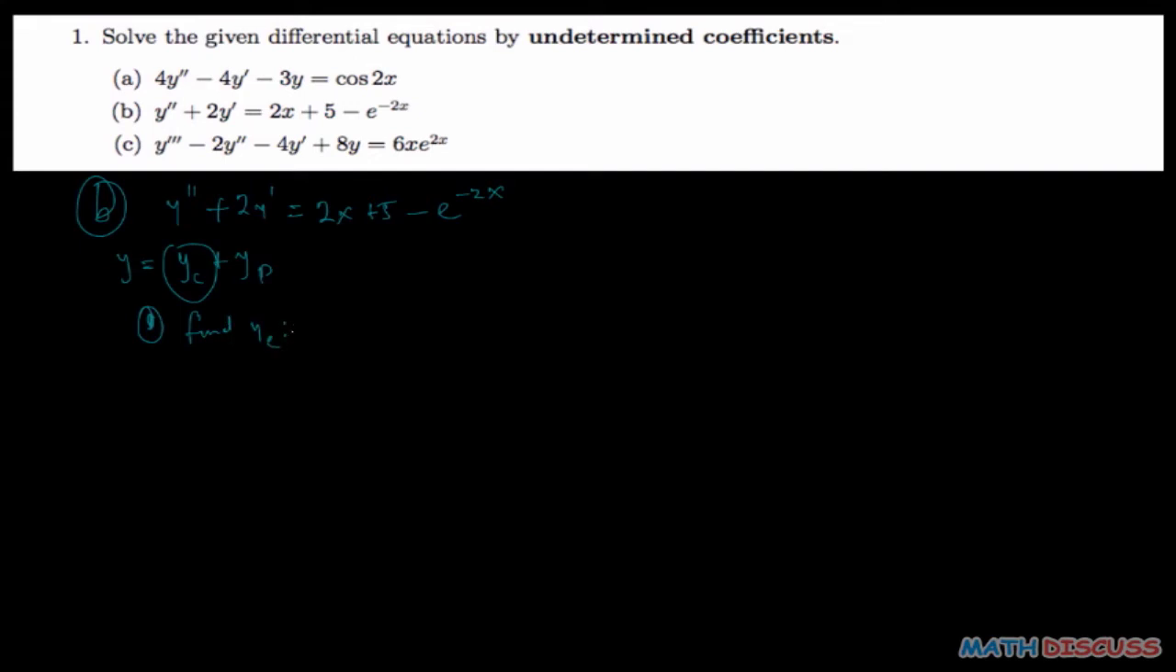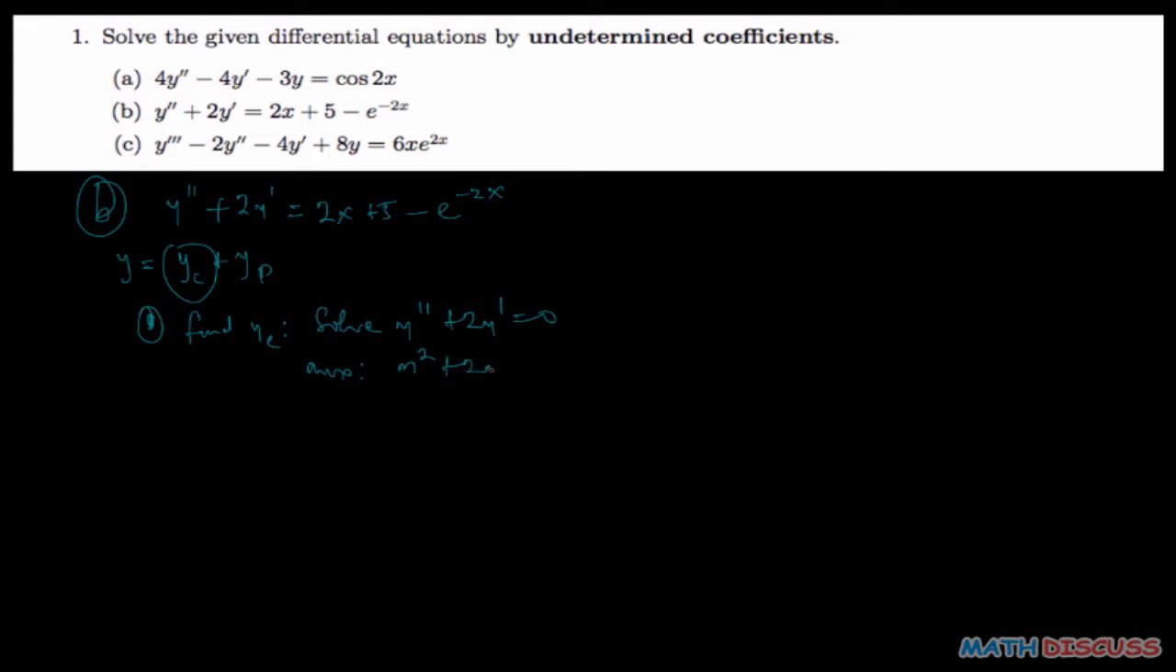To find yc simply implies solving the associated homogeneous differential equation of the non-homogeneous differential equation. The associated equation is when the right hand side is 0. So we want to solve y'' + 2y' = 0. To solve this, the first step is to find the auxiliary equation. For the auxiliary equation, we represent the derivative by an algebraic term, which I'm going to choose as m.